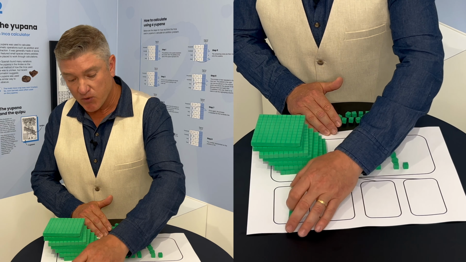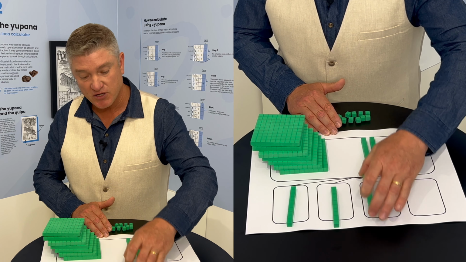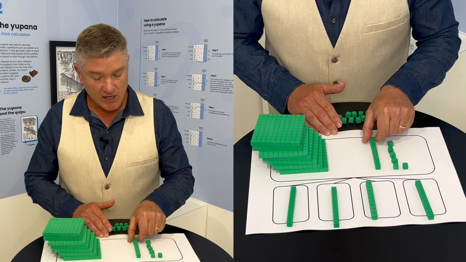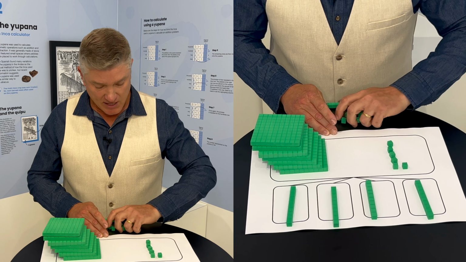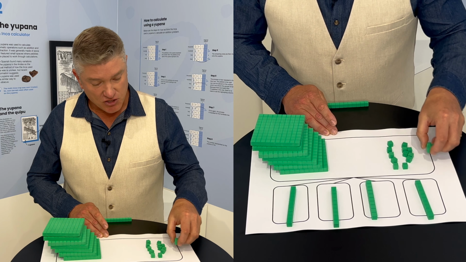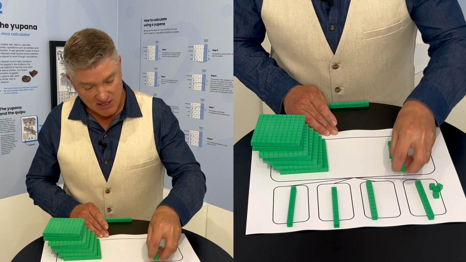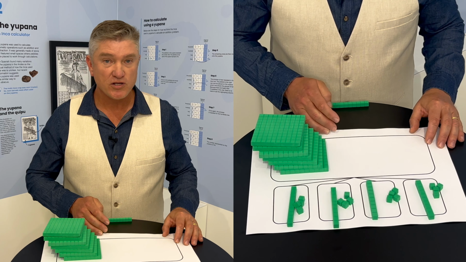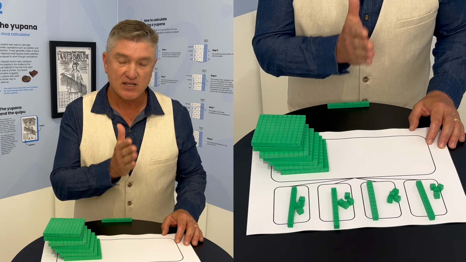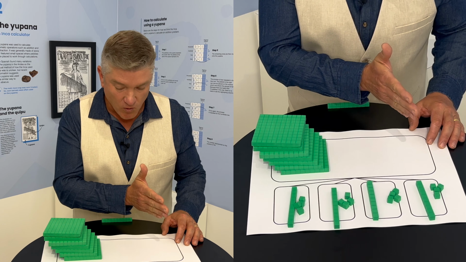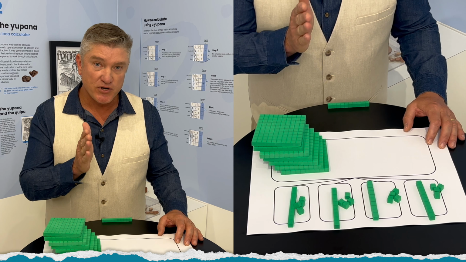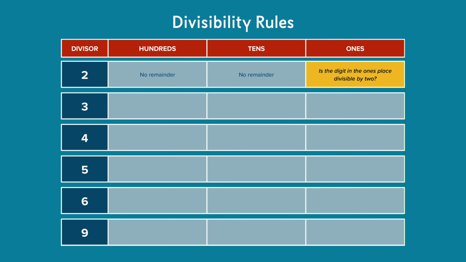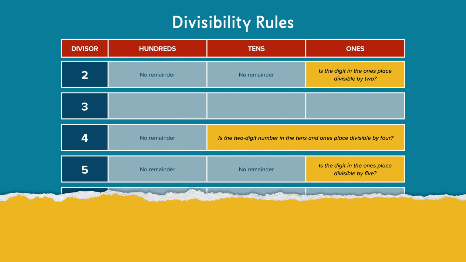And again, I would encourage you to have your students share them out. Whoops, I'm going to have to trade this 10 for 10 ones. And when I have that, I can share these out and I can see that 56 is indeed divisible by 4. So 756 is divisible by 4. Now, let's look at our summary chart. Here you can see the rule for divisibility by 5 and now the rule for divisibility by 4.